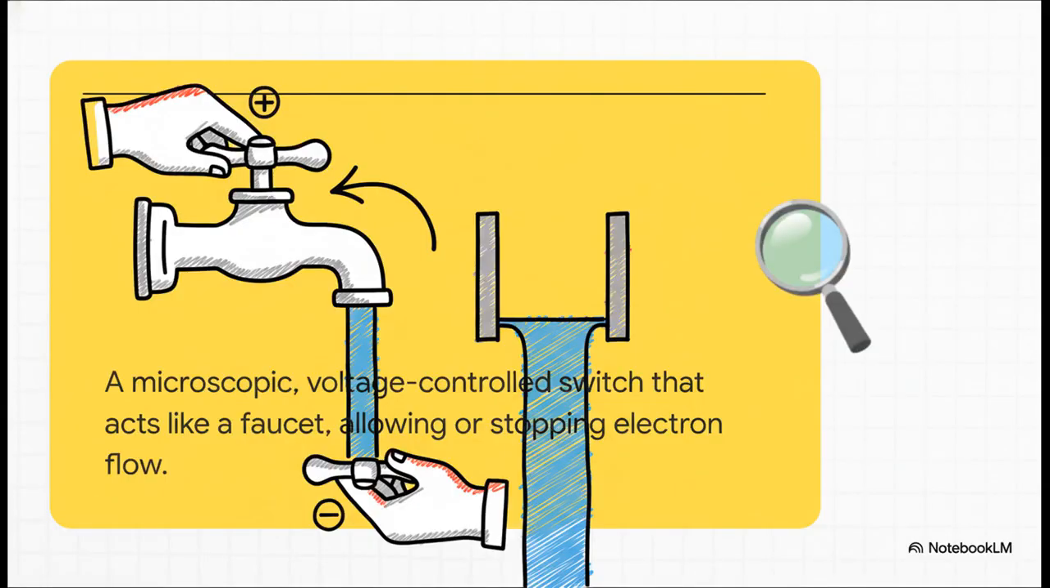Now, don't just think of a transistor as a boring on-off switch. A much better way to picture it is like a tiny, tiny faucet that you control with electricity. When you apply a little voltage to its gate, that's the handle, the faucet opens, and a current of electrons starts to flow. You take that voltage away, the handle turns, and the flow stops. That's it. Every single thing your computer does, from sending an email to training an AI, is just built on billions of these little faucets turning on and off.